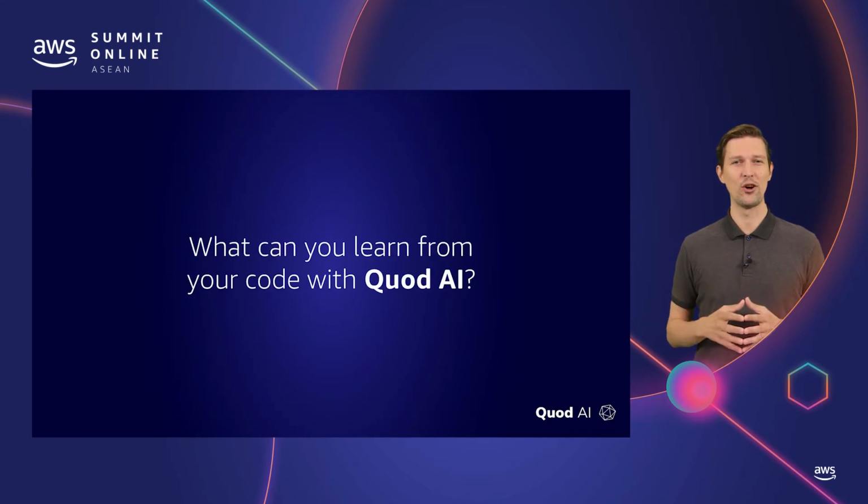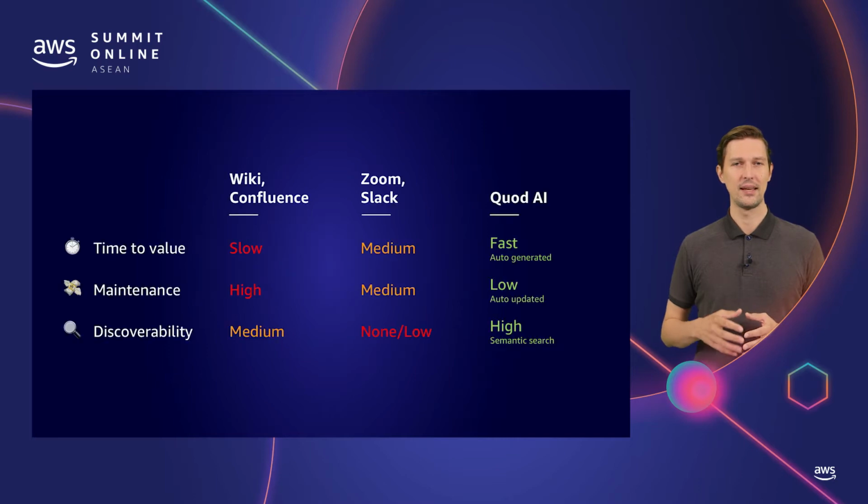So what can you learn from your code with Quod.ai? Apart from documentation generation, Quod also helps you with one of the problems pointed out in the different studies in the beginning of the presentation. Engineers spend almost a quarter of their time on code navigation. So how do they do it now, and is there a better way to find context?